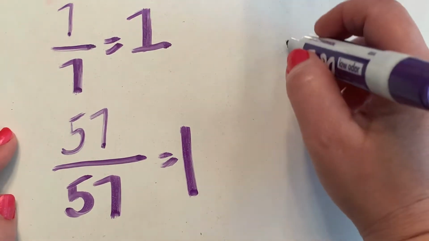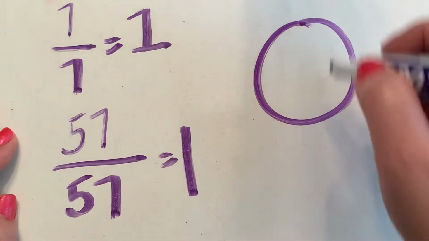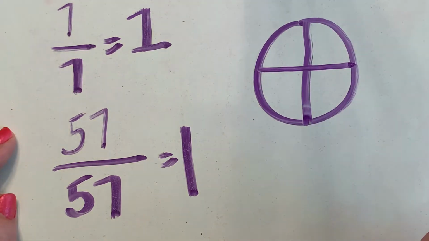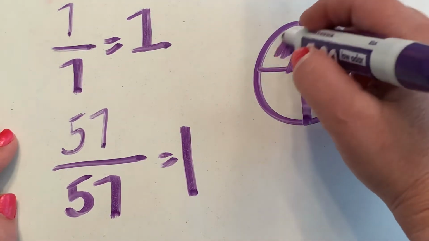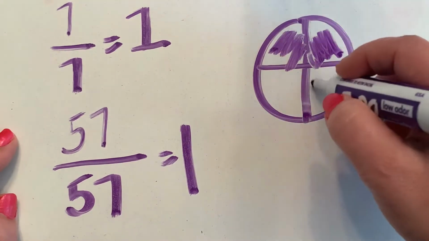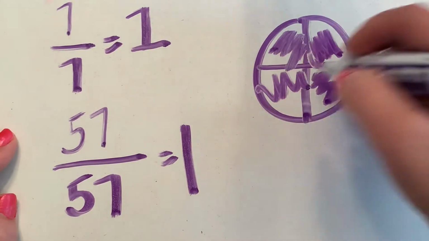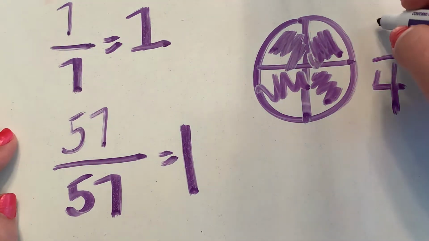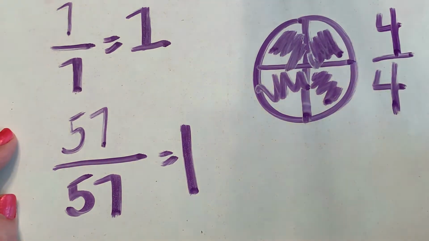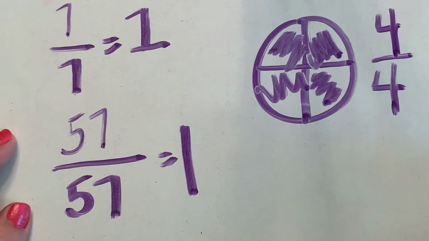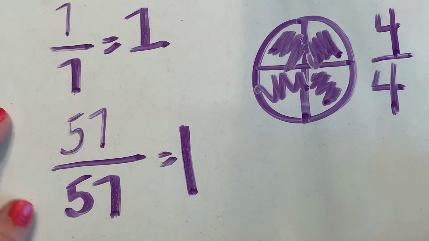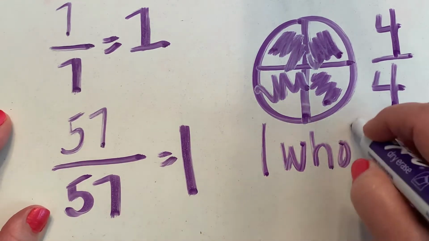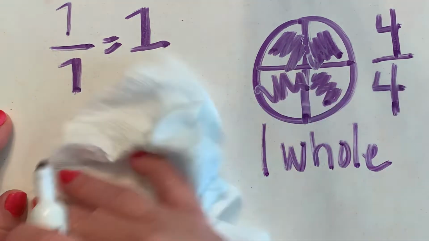And I'm going to show you an illustration. If you have a circle and that circle's cut into 4 pieces, let's say we have a pizza cut into 4 slices. So we have 4 slices. We still have 4 slices because none have been eaten. So we don't say we have 4/4 of a pizza. What do we say? We say we have 1 whole pizza. So that's pretty easy, isn't it?